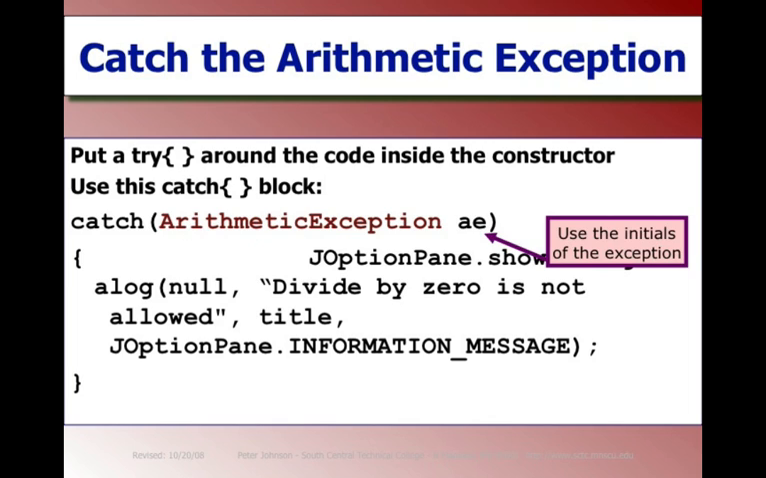So you have your try around the code inside the constructor. Now add this catch block after the one that you just did. And this is going to be our arithmetic exception. And again, we use the initials AE for the arithmetic exception.